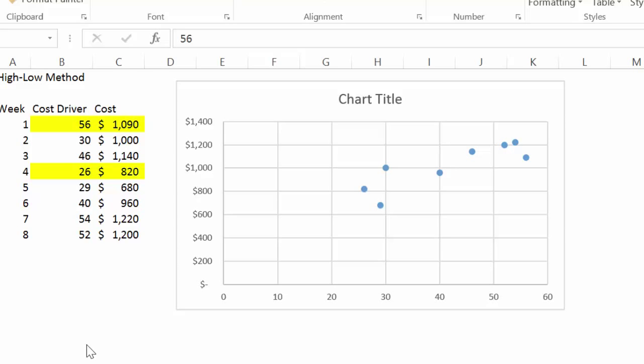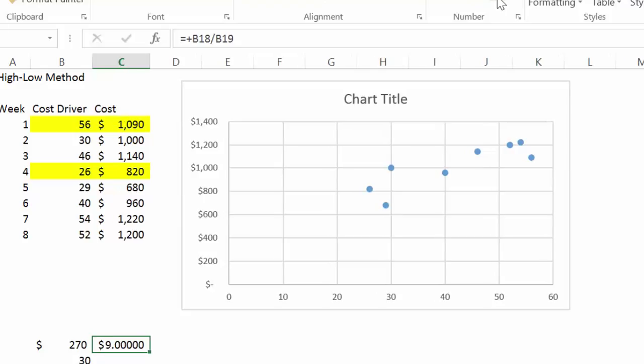So we're going to start out by saying we want the change in the rise, right? So we want the 1090 minus the 820. That is our change in y, or our change in rise. And we're going to divide that by the change in the cost driver, or the change in x, or the change in the run. Okay, so 270 divided by 30 gives us 9. Let us just make sure that there's no pennies or anything on that. That's an even 9, okay? We'll go back to the dollar format.